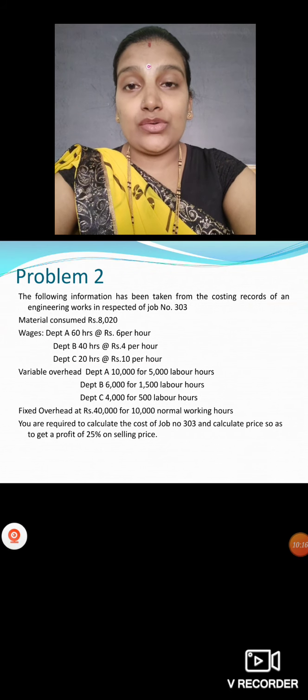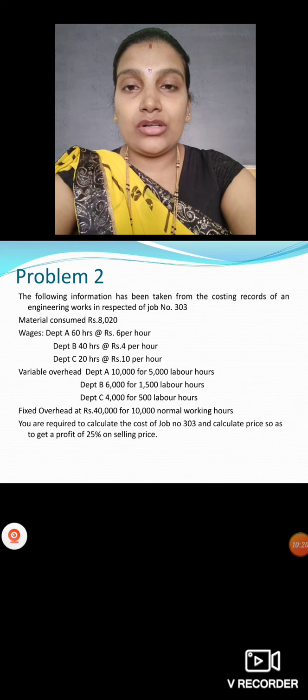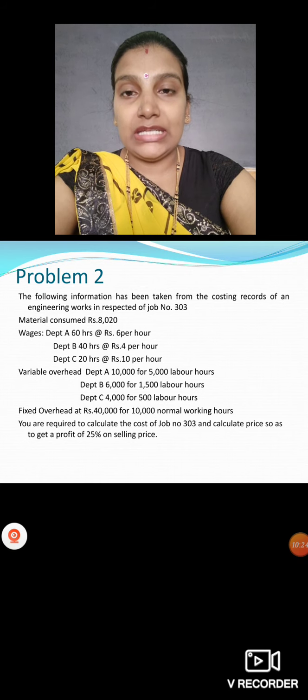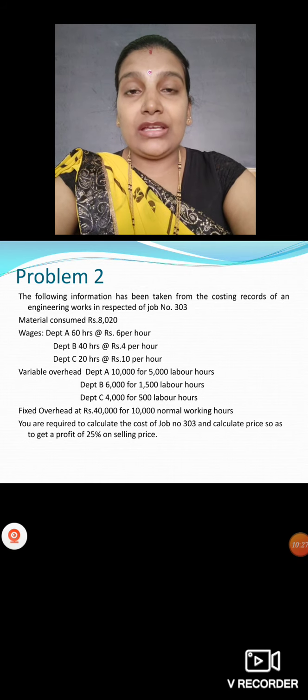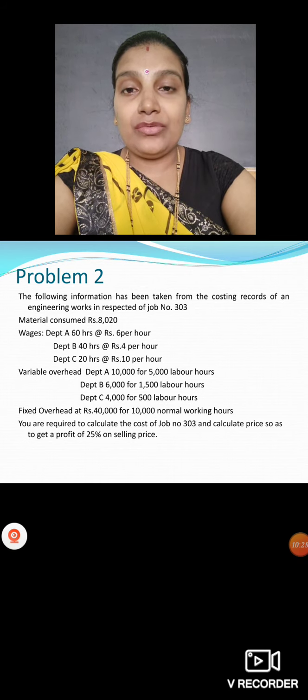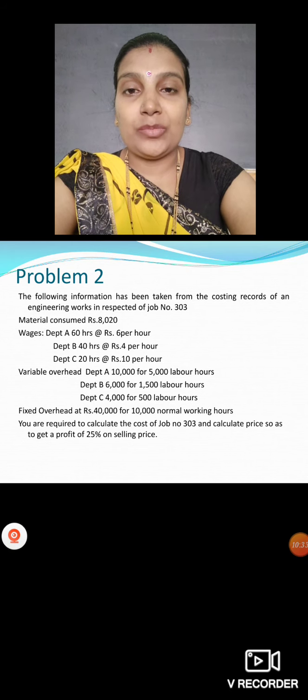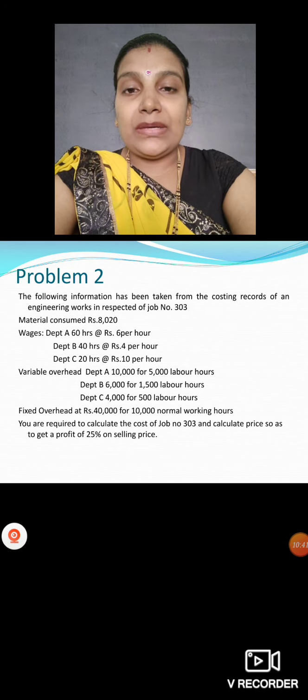Second problem which you have to solve. The following information has been taken from the costing records of an engineering works in respect of job number 303. Material consumed, they have given 8020. Wages, department A 60 hours, rupees 6 per hour. So you have to multiply 60 into 6. Department B 40 hours into rupees 4 per hour. So multiply 40 into 4. Then department C 20 hours at rupees 10 per hour.